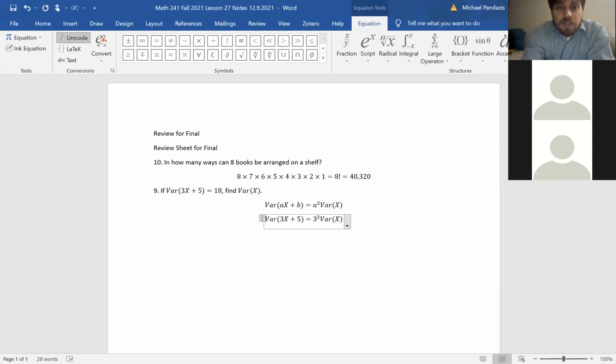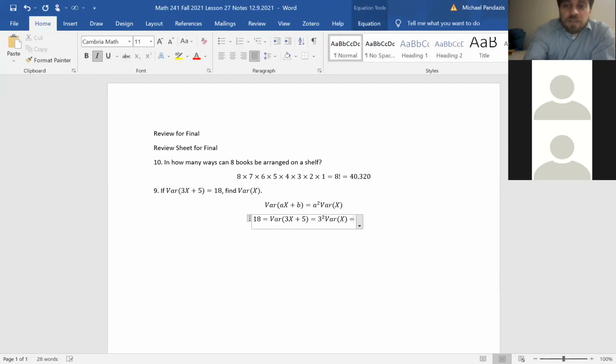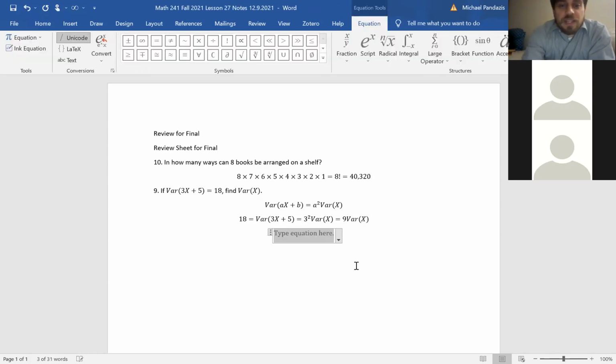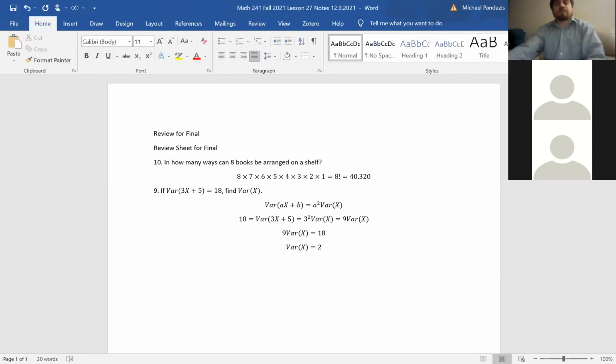So the variance of 3x plus 5 is equal to 3 squared times the variance of x. But the variance of 3x plus 5 is given to you as 18, and 3 squared is 9. So 9 times the variance of x is equal to 18. You just divide both sides by 9. You get the variance of x is equal to 2. Okay, and so that's the answer to number 9.